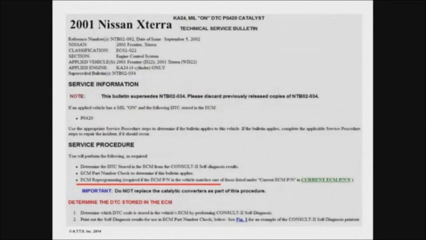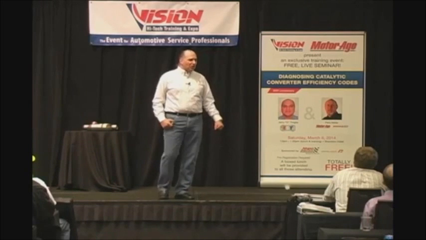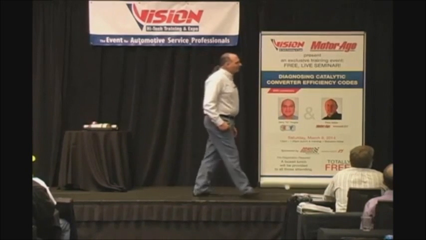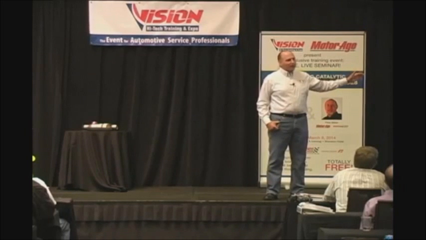Here's a Nissan Xterra that came in. One of my students came by one night, he said, I have a problem, G, you've got to help me out with this car. I'm on the second catalytic converter in it. And the second one is from Nissan, the first one was from a parts store. Okay? And he threw some parts at this car. He could not get the monitor to run on this thing. It came in with a P0420.